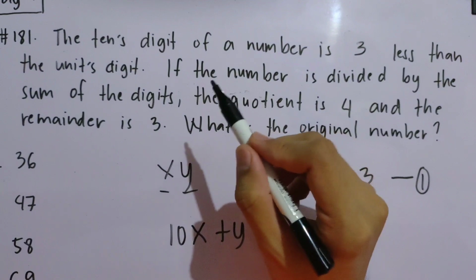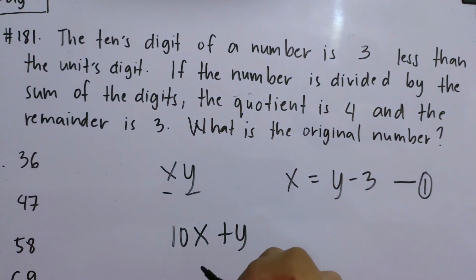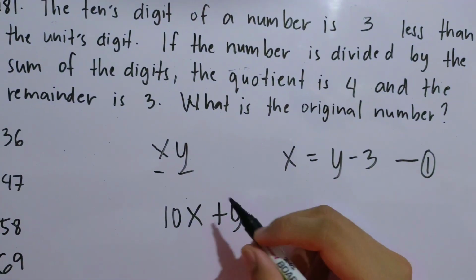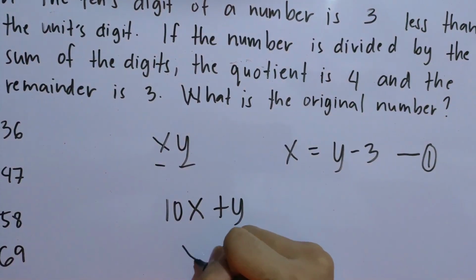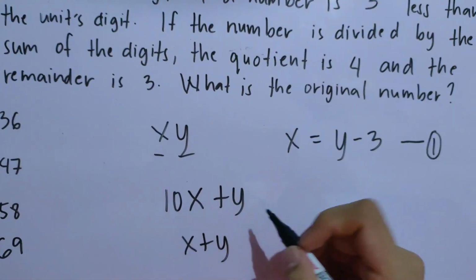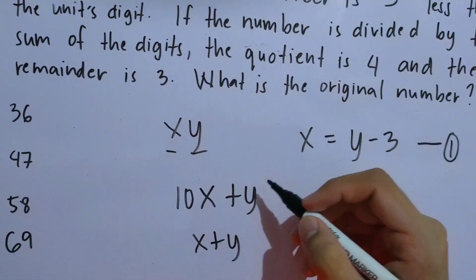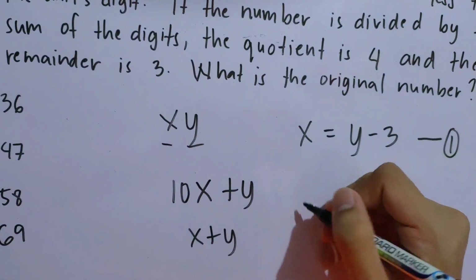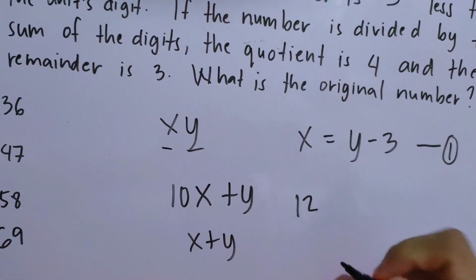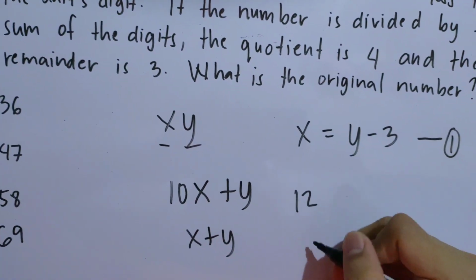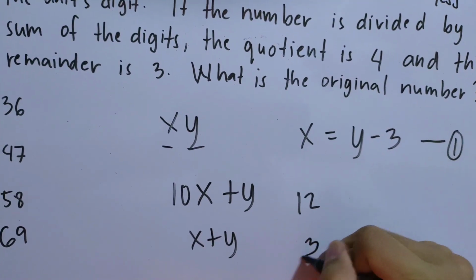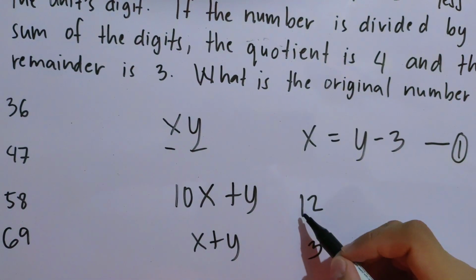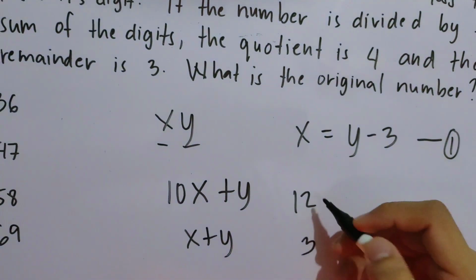Sabi naman dito, if the number is divided by the sum of the digits, so ang sum ng digits natin, x plus y lang. Magkaiba yung sum ng digits sa value ng number mismo, kasi ito yung value ng number. Kasi for example, meron tayong number na 12. So, yung sum ng digits niya ay 3, 1 plus 2, 3. Pero yung totoong value niya is 1 times 10 plus 2, which is 12.